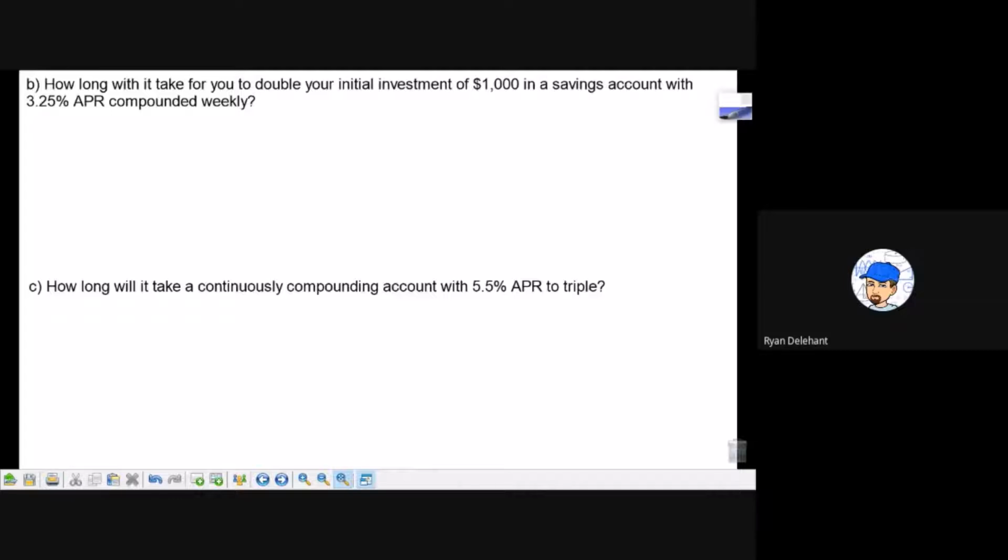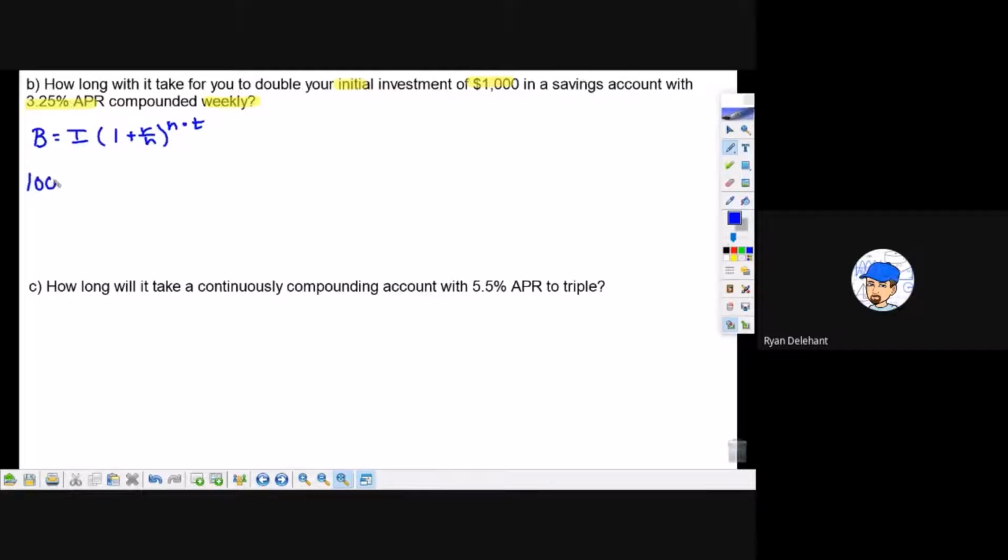So this says, how long will it take for you to double your initial investment of $1,000 in a savings account with 3.25% APR compounded weekly? So our initial is 1,000. Our R is here, and we're compounded weekly. So we're going to use the same one that we just did. And our initial is 1,000.